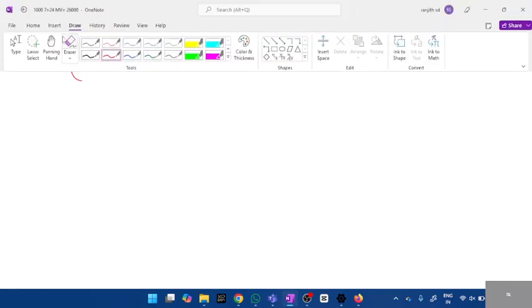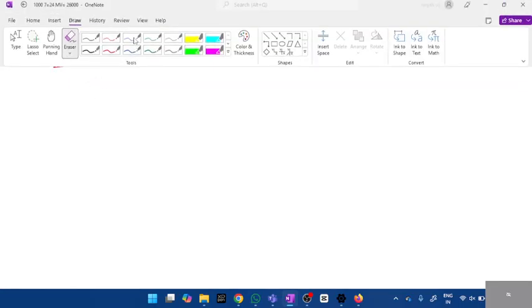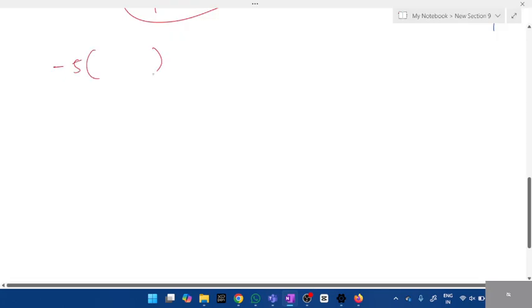Minus 5 bracket x minus 9 is greater than or equal to 19 minus 9x, 17 minus 9x, x plus 2, x belongs to R, real numbers.